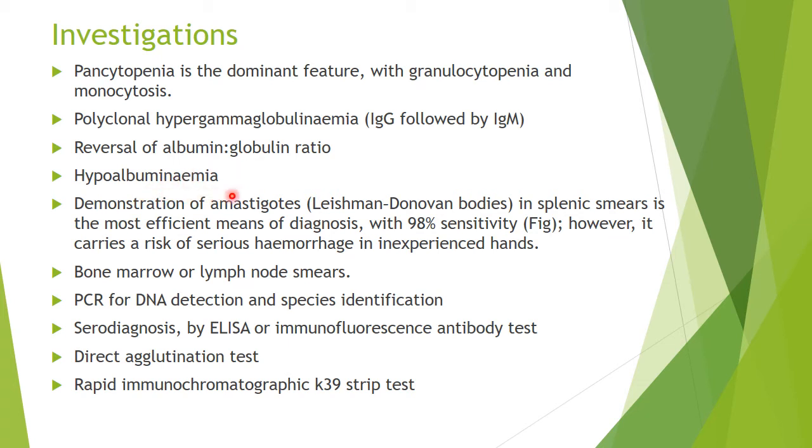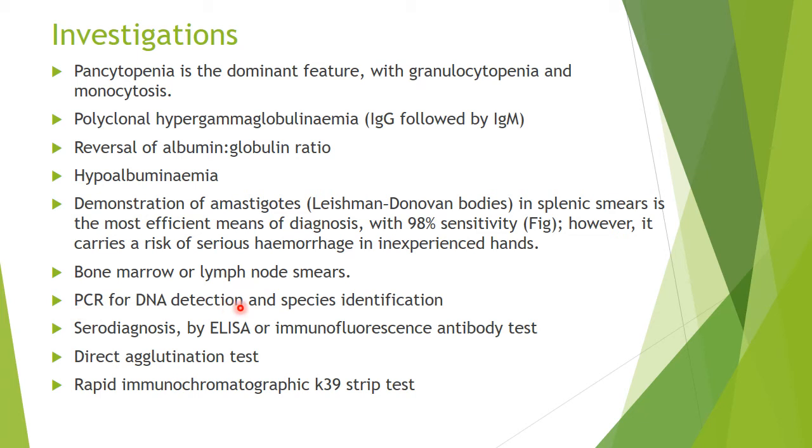There is hypoalbuminemia, and we can demonstrate mastigotes or the Leishman-Donovan bodies in splenic smears. This is the most efficient means of diagnosis with 98% sensitivity. However, it carries a risk of serious hemorrhage in inexperienced hands. So, a splenic smear is 98% sensitive, but there is a risk of splenic hemorrhage. And bone marrow or lymph node smears can be done. They are alternative to splenic smear.